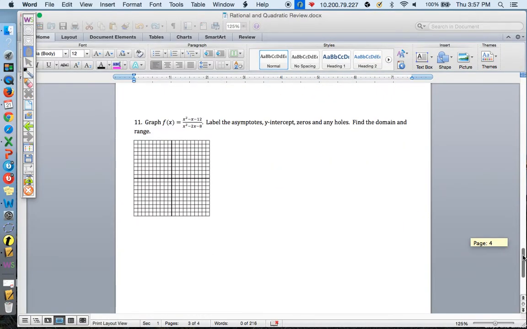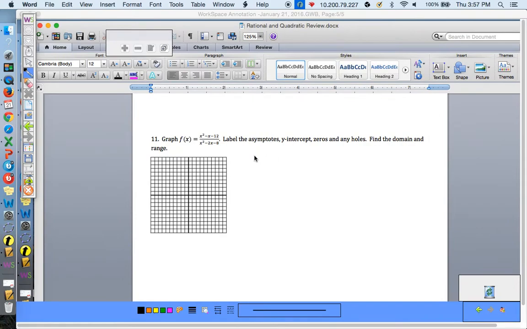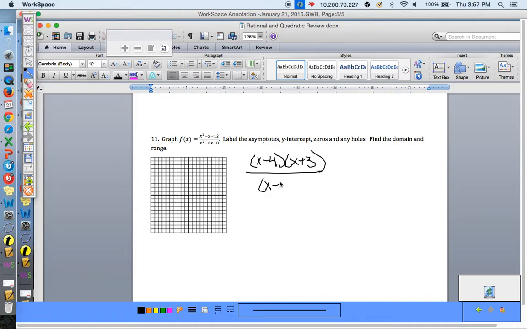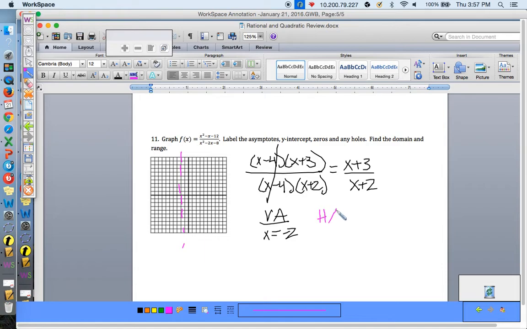And the last one, another graphing. So let's have you factor. So we have (x minus 4)(x plus 3) over (x minus 4)(x plus 2). That reduces out, so now we're looking at this equation. Well, there's a vertical asymptote at x equals negative 2. Dash that in. Horizontal, if we look at our degrees, they're the same. So at 1 over 1, or 1.